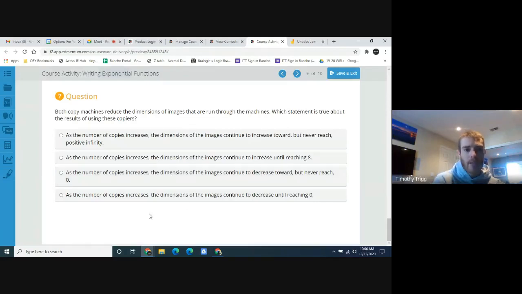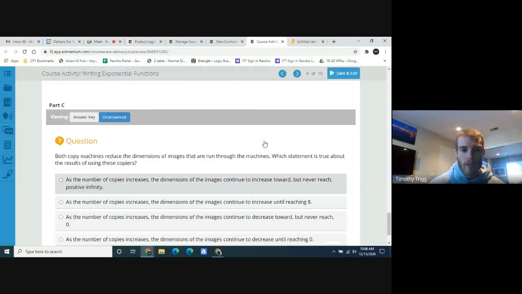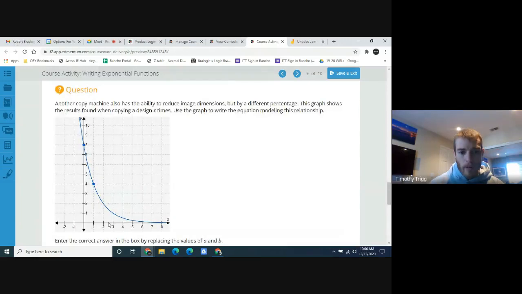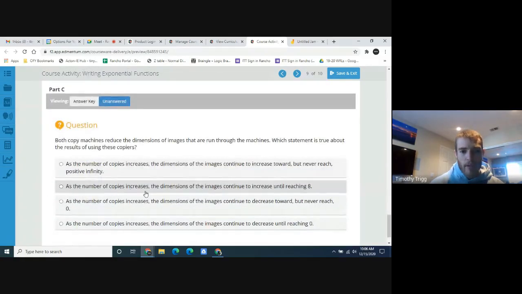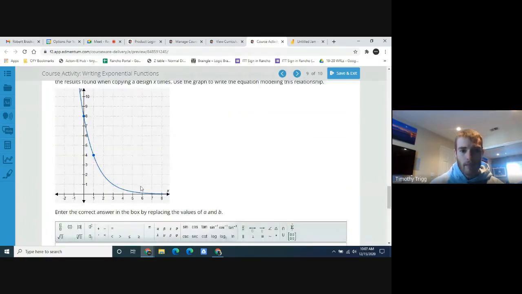Okay, both copy machines reduce the dimensions of images that are run through the machines. Which statement is true about the results using these copiers? Let's see, which one is true? As the number of copies increases, the dimensions of the images continue to increase. Well, is that what we see? As we go farther on the X, does our graph increase? Well, no. So that can't be right. Again, as we go along the X, increase the number of copies, is this increasing? No.